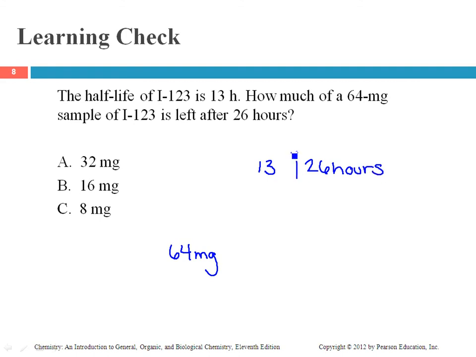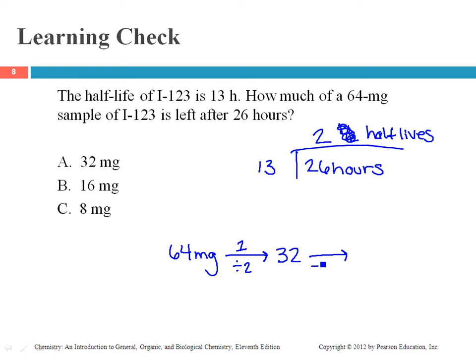So 13 into 26 is 2, so that's going to be 2 half-lives. Okay, so we're going to take our 64 milligram sample and divide by 2. This will be our first half-life. 64 divided by 2 is 32.